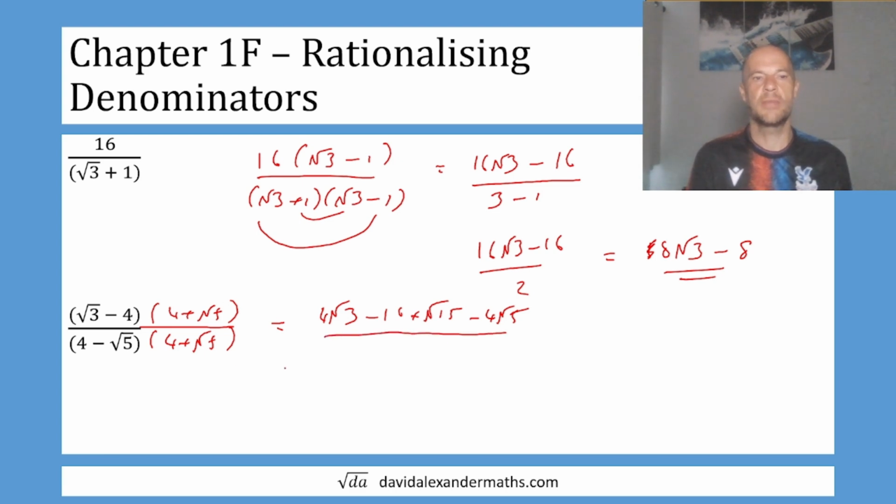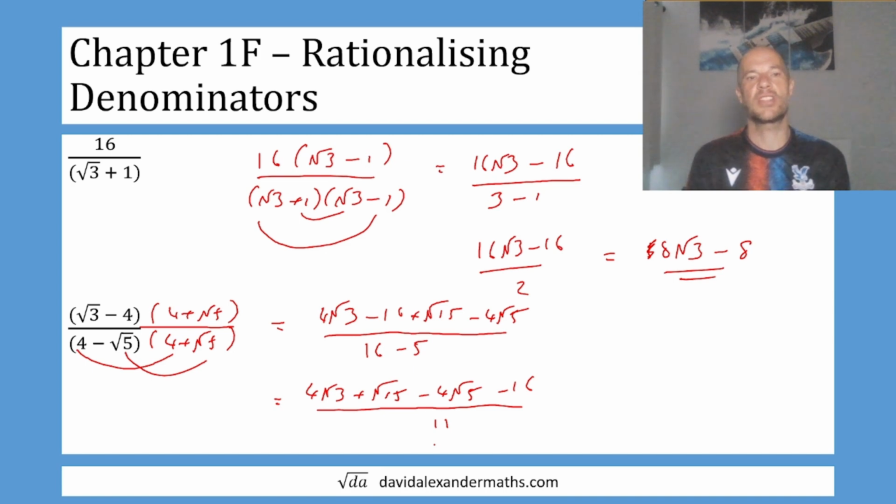Okay, on the bottom, 4 times 4 is 16. I'm going to ignore the insides and the outsides. Root 5 times root 5 is 5, but this is minus 5. So the bottom is simply 11. Can I tidy the top up? I don't think I can actually. It's 4 root 3. I'll put all the surds first, it doesn't really matter. Plus root 15. Take away 4 root 5 minus 16 all over 11.